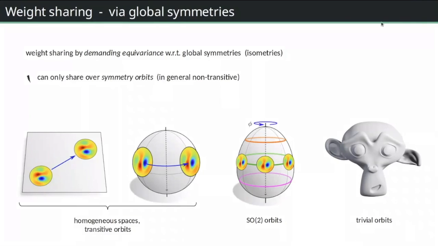But if you are on a non-homogeneous manifold like this egg, you will only get weight sharing on your orbits. For instance, on the egg, you have rings around the egg. Or if you have a completely asymmetric manifold like this monkey head, then you don't get any weight sharing. So this principle somehow doesn't work for us.